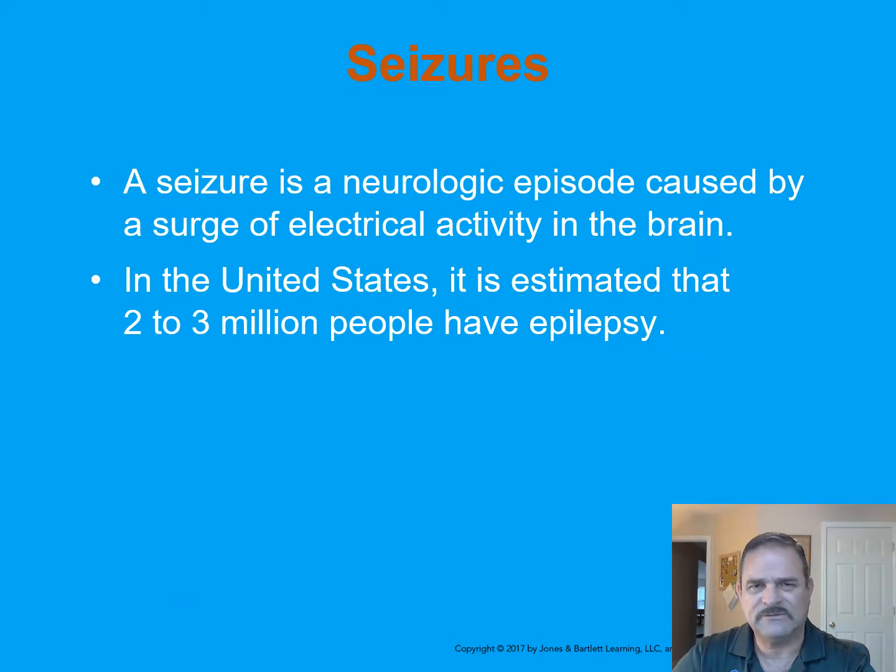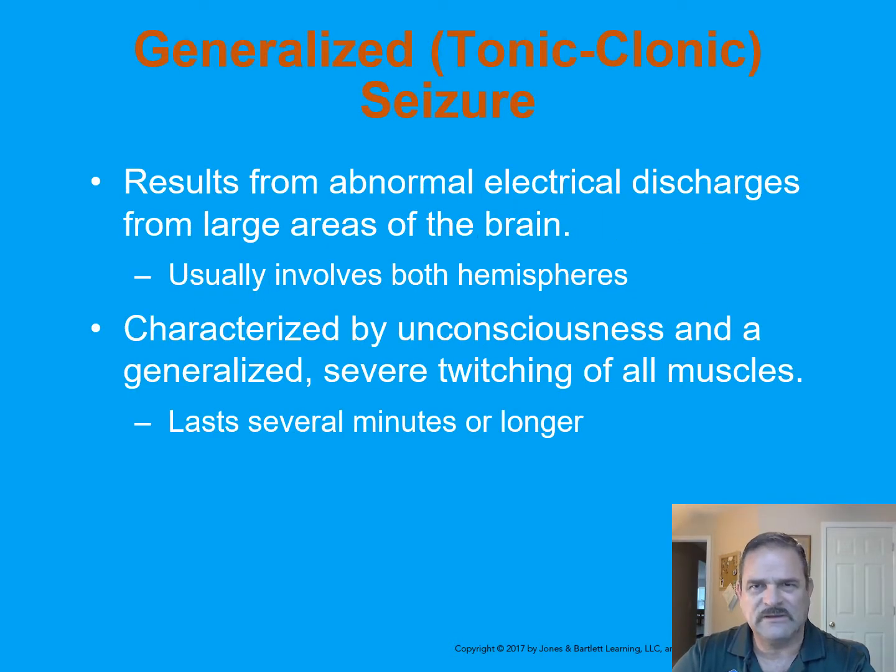All right, so seizure. A seizure is a neurological episode caused by a surge of unorganized electrical activity in the brain. In the United States, it's estimated that 2 to 3 million people have epilepsy. So, generalized tonic-clonic seizure results from abnormal electrical discharges from larger areas of the brain. It usually involves both sides of the brain, or what we call hemispheres. It's characterized by unconsciousness and generalized severe twitching of all the muscles, and it lasts for several minutes or longer.